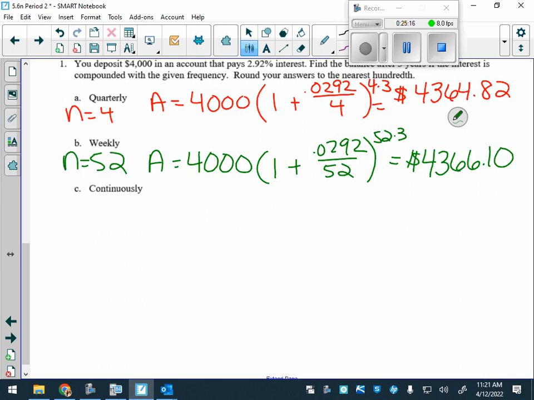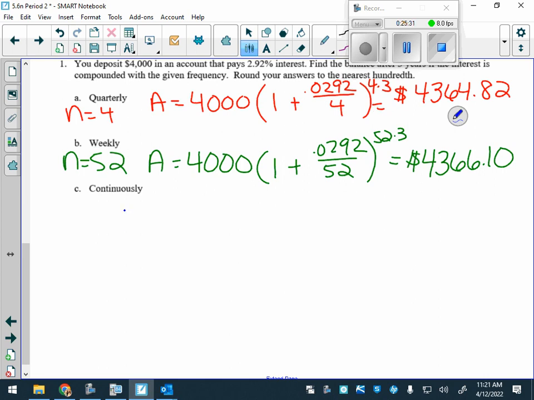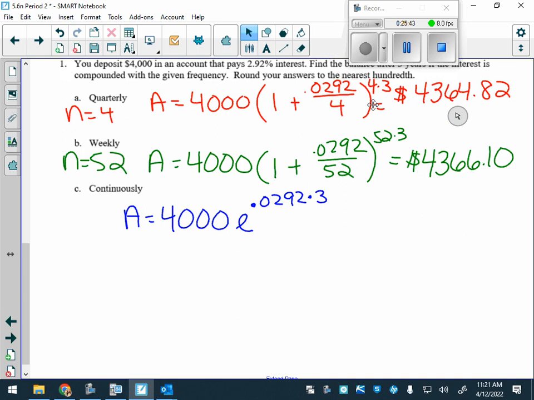Will we still use this one or the second one? Will we use compound interest or the PERT formula? PERT, right? Okay. So, we have A equals 4,000 E to the 0.0292 times 3. And I'll walk you through that as well.